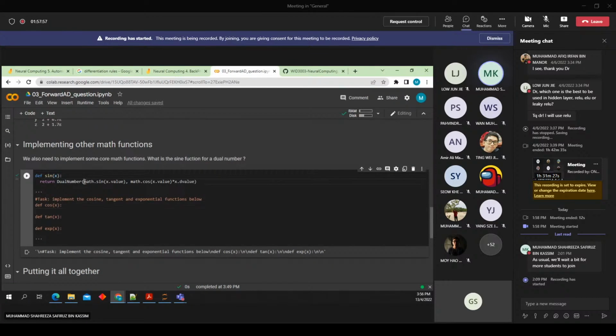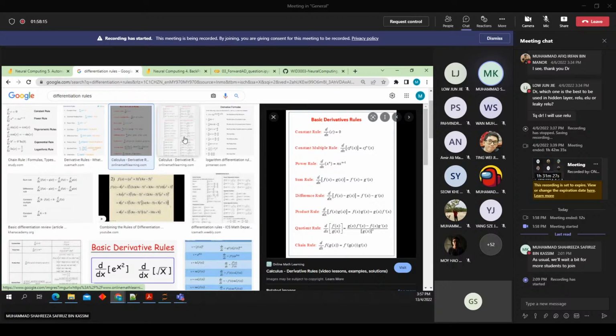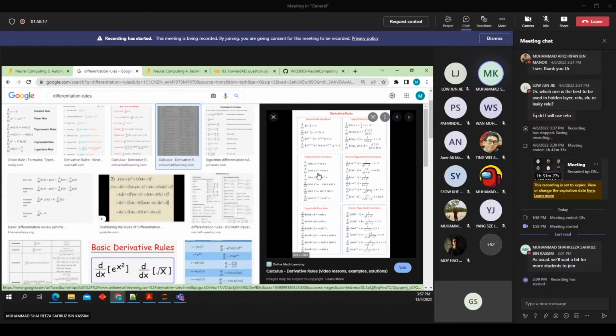So here is the sine of x value, straightforward, and these are the derivatives. But you need to implement this. This implementation is just for you to check yourself. You have to look at the rules. So for the trigonometry rules, it's a bit small here. The derivative of cosine of x with respect to x is minus sine of x, right?